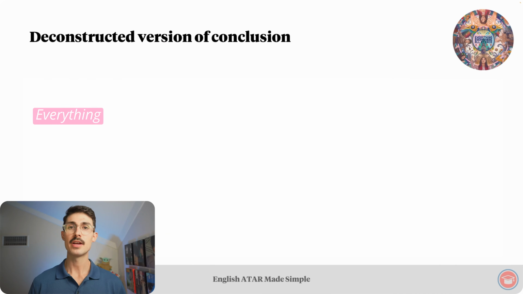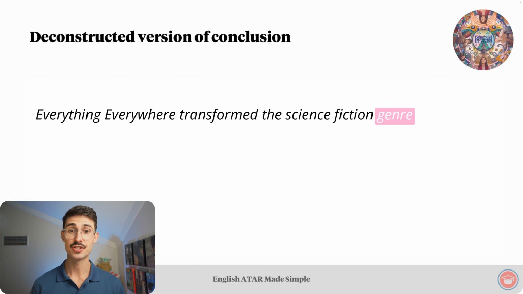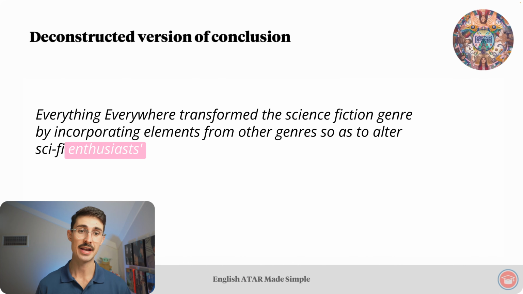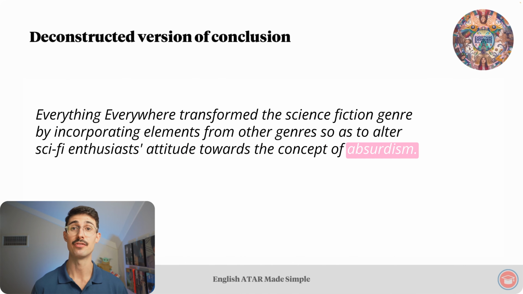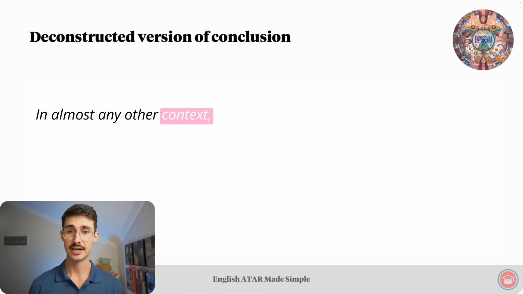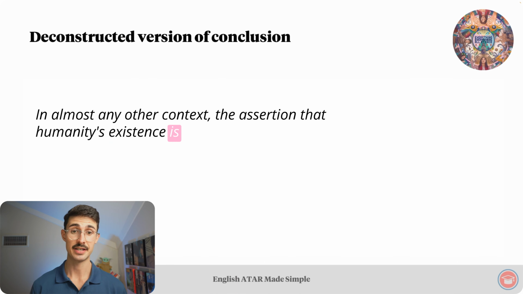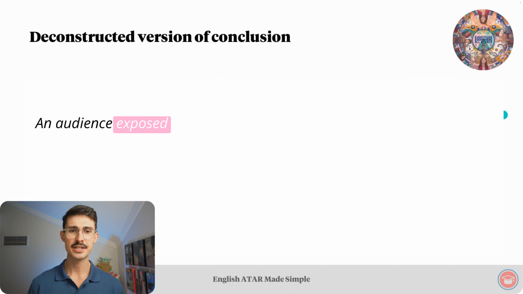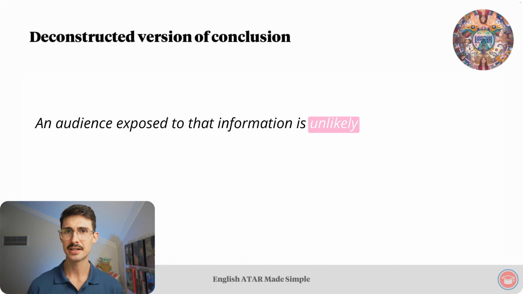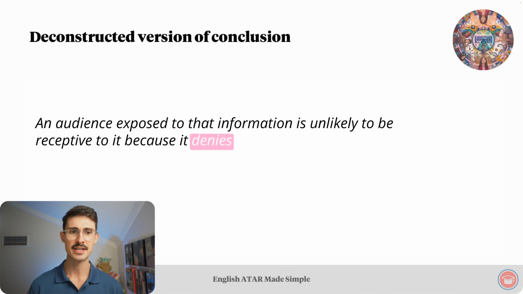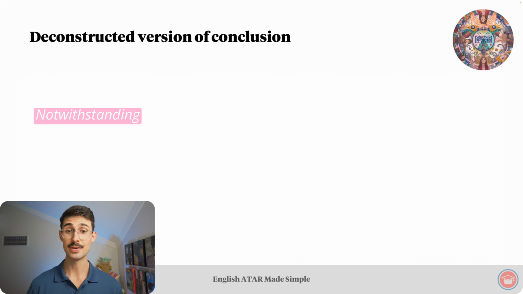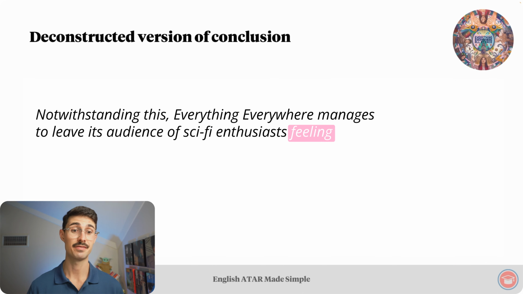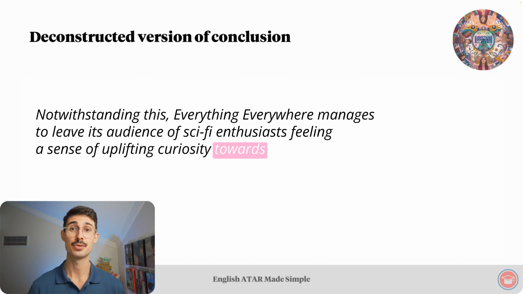Starting with the thesis. Everything, Everywhere transformed the science fiction genre by incorporating elements from other genres so as to alter sci-fi enthusiasts' attitude towards the concept of absurdism. In almost any other context, the assertion that humanity's existence is purposeless in the grand scheme of the universe would seem utterly depressing. An audience exposed to that information is unlikely to be receptive to it because it denies the value of all that we hold dear. Notwithstanding this, Everything, Everywhere manages to leave its audience of sci-fi enthusiasts feeling a sense of uplifting curiosity towards absurdism.